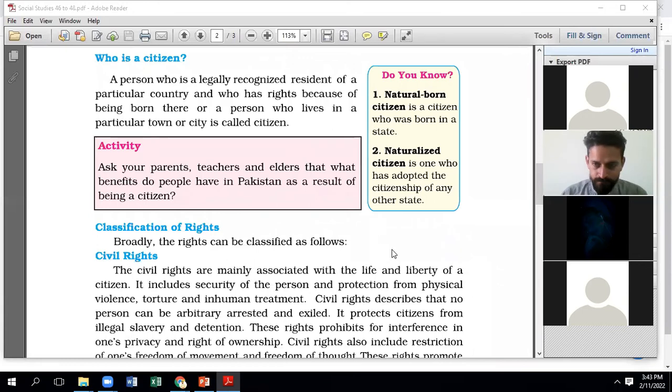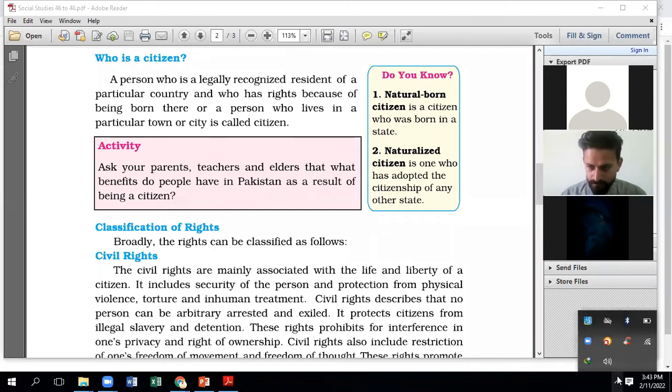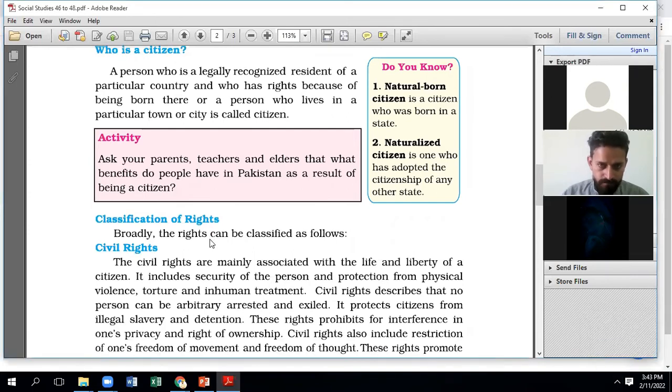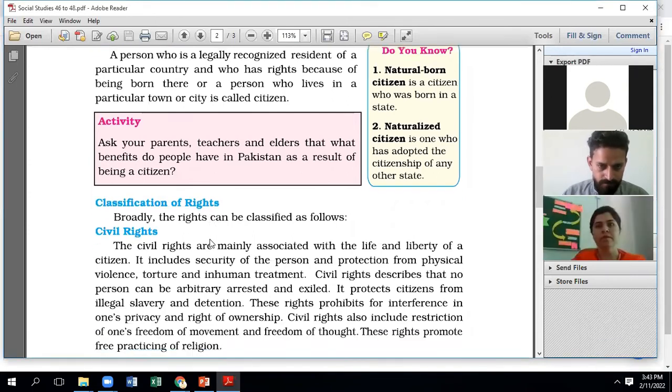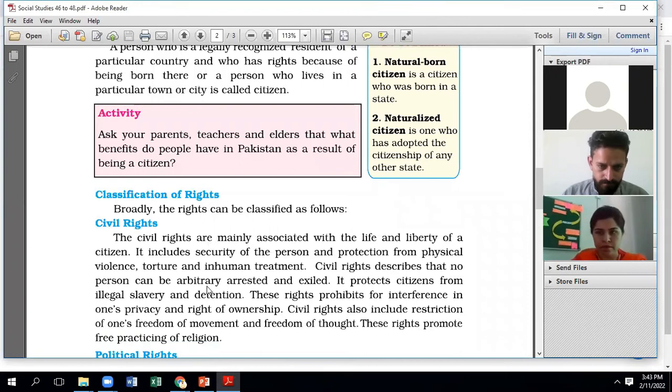Who is a citizen? A person who is a legally recognized resident of a particular country and who has rights because of being born there, or a person who lives in a particular town or city is called a citizen. And classification of rights. Broadly, the rights can be classified as follows. Civil rights. The civil rights are mainly associated with the life and liberty of a citizen. It includes security of the person and protection from physical violence, torture, and inhuman treatment.